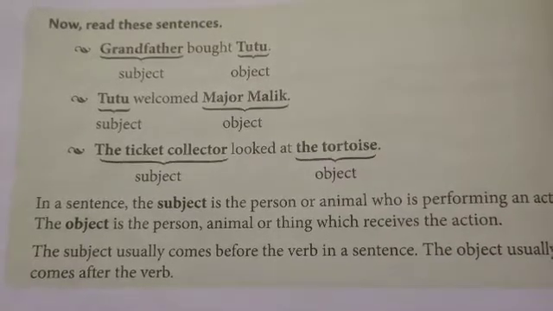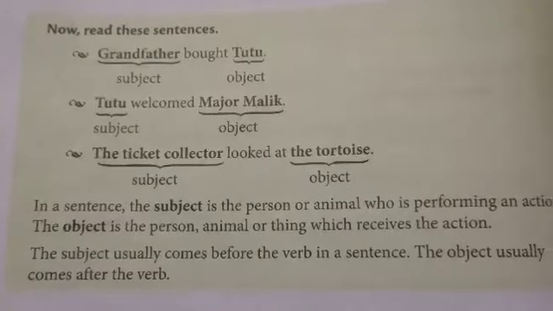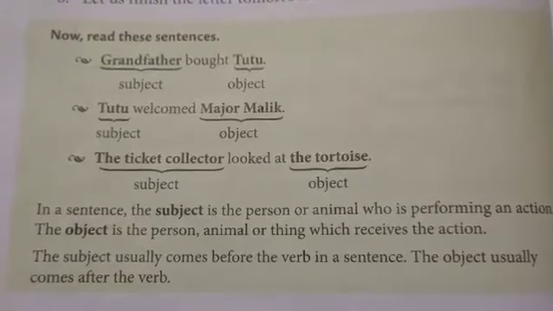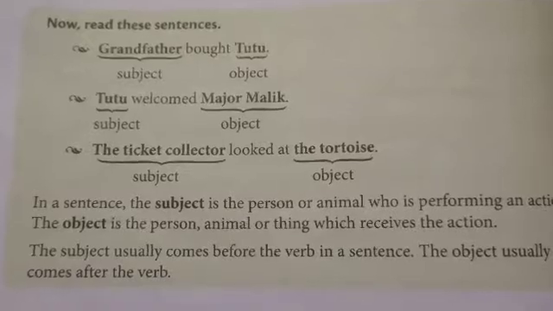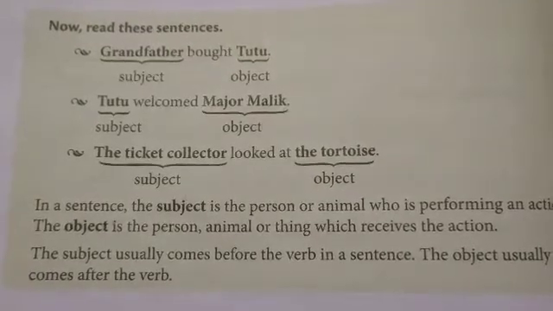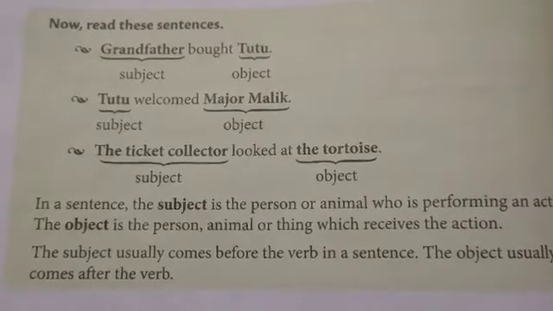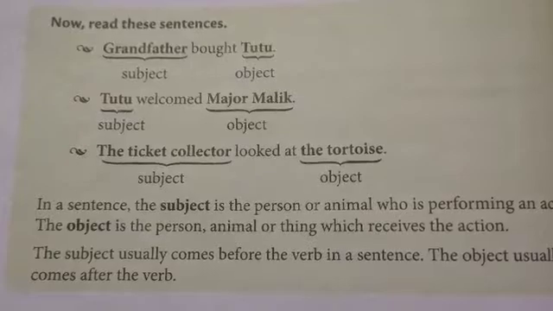In a sentence, the subject is the person or animal who is performing an action. Then what is the object? The object is the person or animal or thing which receives the action. Do you understand?